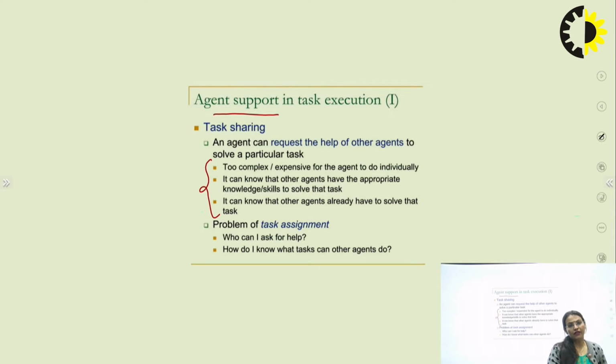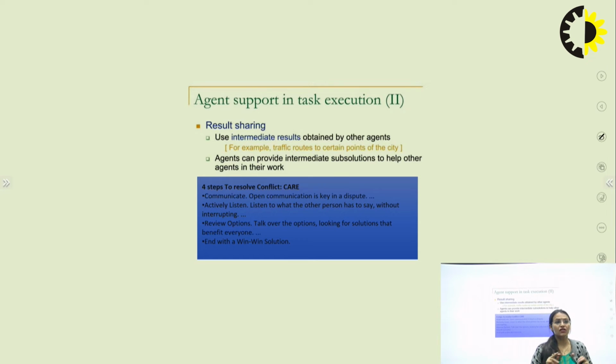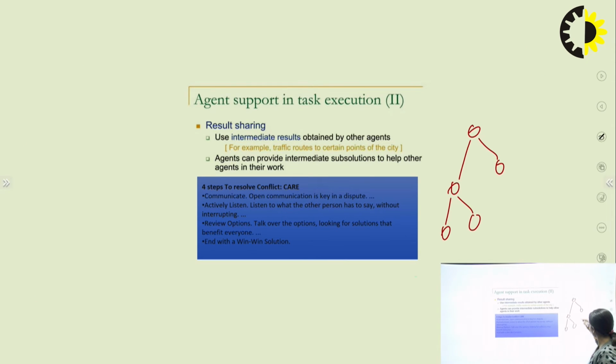Finally, after deciding which task is to be assigned and to whom, that task is assigned, and after that, the result is shared. The second support provided by the agents is result sharing. Result sharing is when an agent uses the intermediate result obtained by another agent. That means agents can provide intermediate sub-solutions. It is as if I am solving a complex problem which is further divided into sub-tasks, and suppose I am stuck at this level.